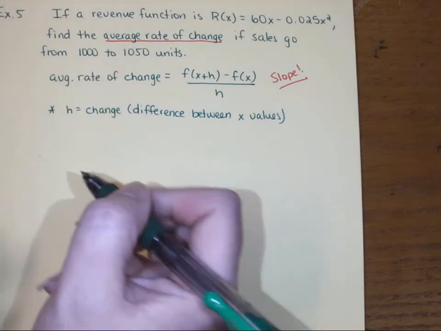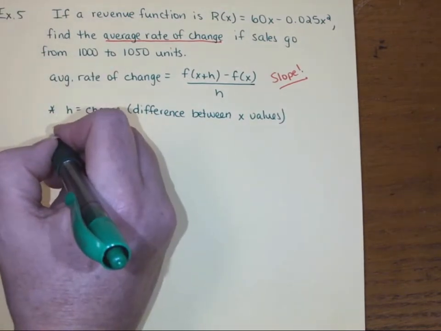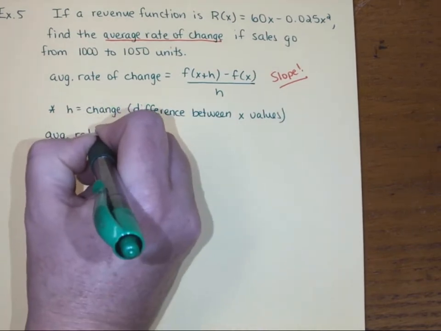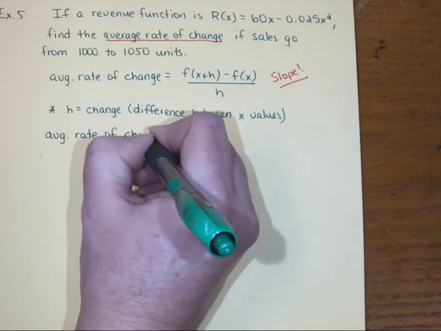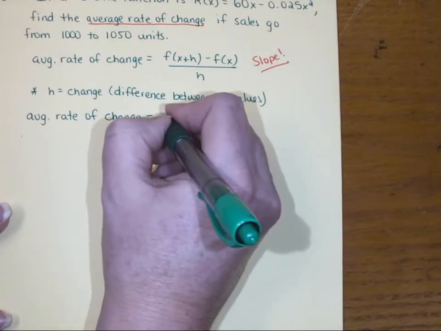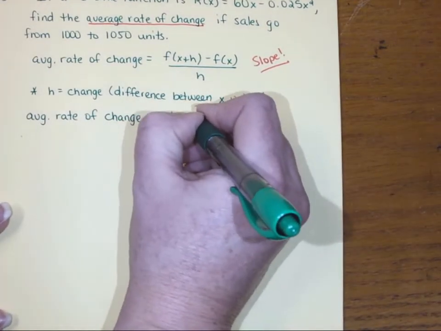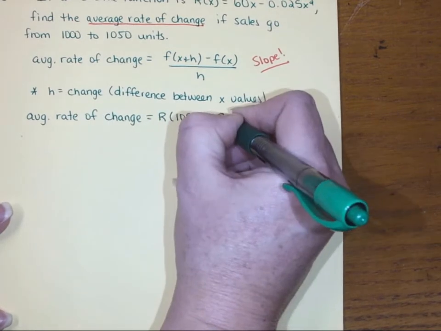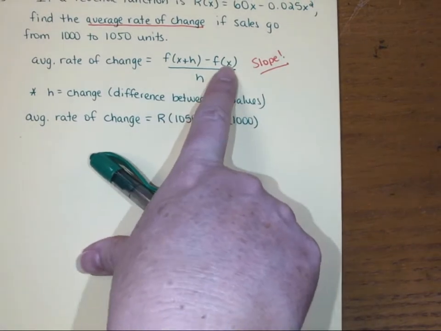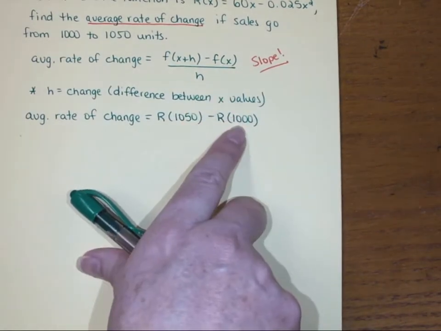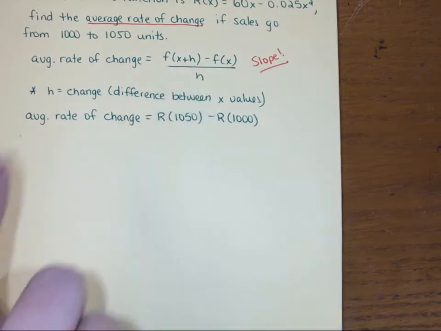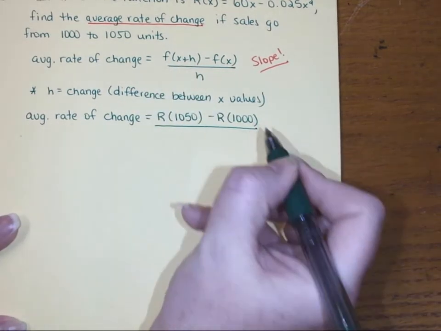Okay, so let's look at the average rate of change formula and see if I can figure it out. For the average rate of change, I'm going to change the letters to be appropriate for this problem. So this is what the average rate of change would be. It would be the revenue at 1,050 units minus the revenue at 1,000 units. Notice f of x is where we started, the 1,000 units, and f of x plus h is where we started plus a little bit more. And then what would this go over?